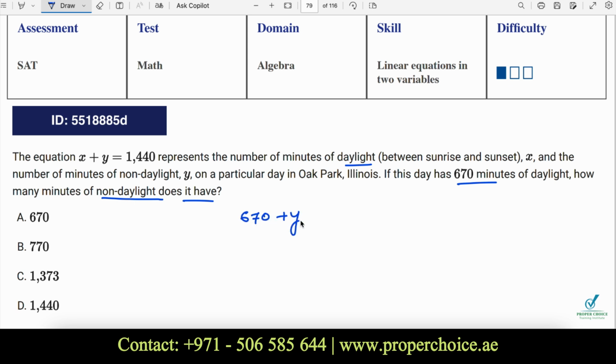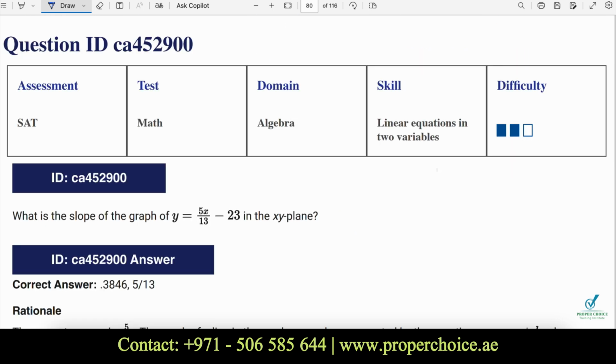670 plus y is equal to 1440 minutes in total. So now y equals 1440 minus 670, or simply you can take the help of Desmos. You can type it in, and you'll get the value of y here, which is going to be 770. So I must say there are 770 minutes of non-daylight in Oak Park. So that's option B. Let's go to the next question.